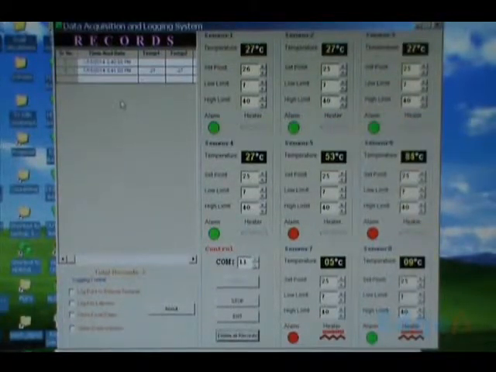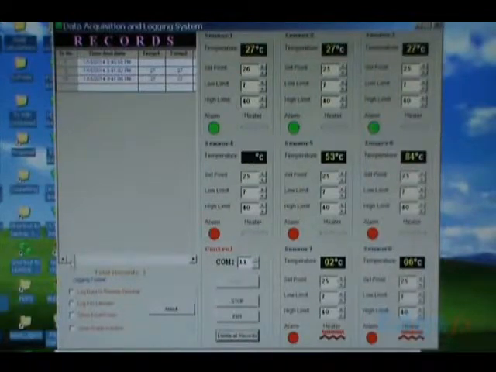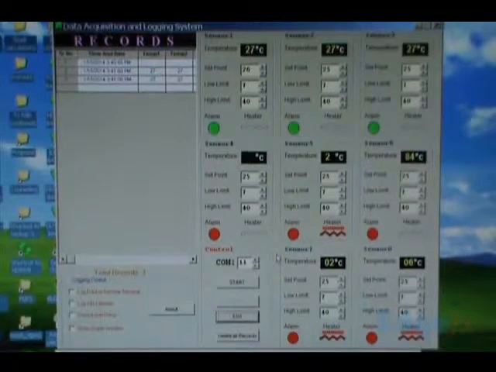We notice the data is coming continuously from the field. You can see temperature 1, temperature 2, and 3, 4, 5, 6, 7, 8, like that. The temperature data is continuously coming. So this is how the data is captured and monitored on the computer screen by the operator.